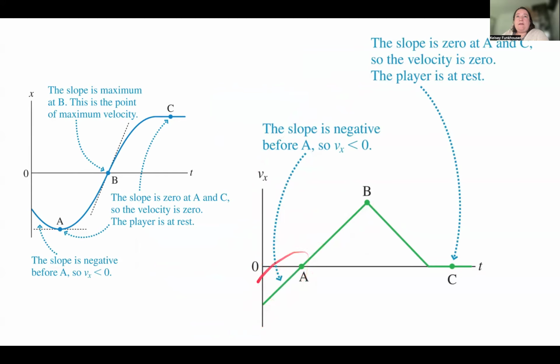The velocity initially is below zero because we saw here the slope was negative. But then at point E, it is zero, so it should cross the origin on the velocity graph. And then point B is the maximum slope, so that's the highest point the velocity gets to. And then, as I said, the slope slowly starts to decrease, so velocity is getting smaller. And then at point C, it's zero again.